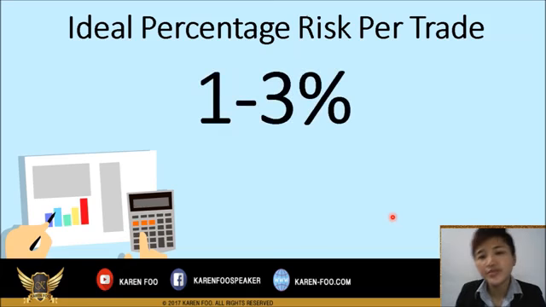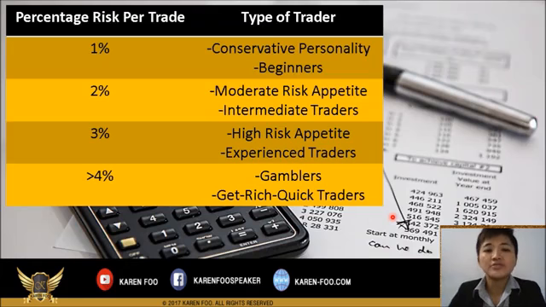Okay, then a lot of people ask, what's the ideal percentage risk per trade? Okay, some people use from 1% to 3%. There's no hard and fast rule, but make sure you don't risk more than 3% per trade because you incur a very high drawdown. So how do you determine which percentage you should use?